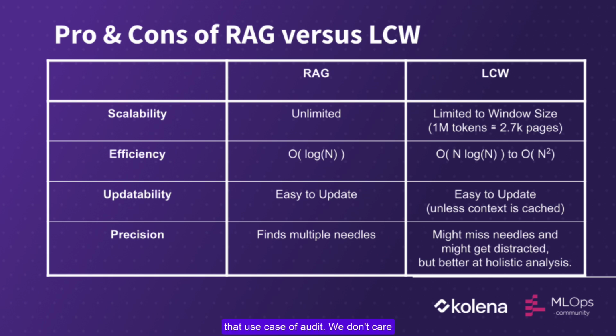And in that use case of audit, we don't care about latency that much, so it's okay if the model takes longer. So the efficiency is not a big concern. The order n log n is okay. So my summary for this is, for most use cases, RAG is the right answer. But for use cases where you really care about holistic conclusions, and you don't care about the latency or efficiency of how quickly I'm going to get back the response, large context window makes a lot more sense.